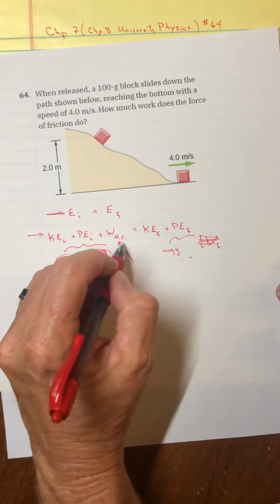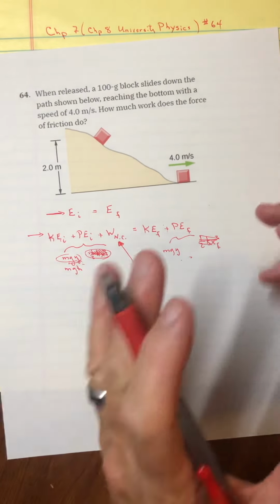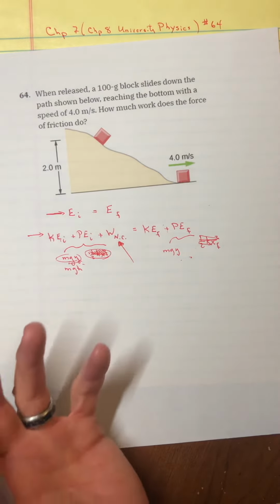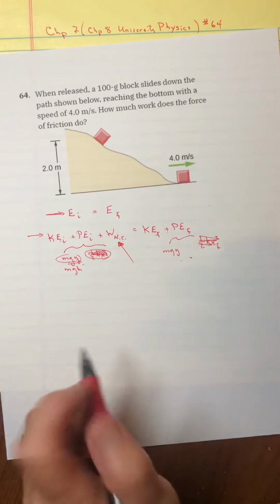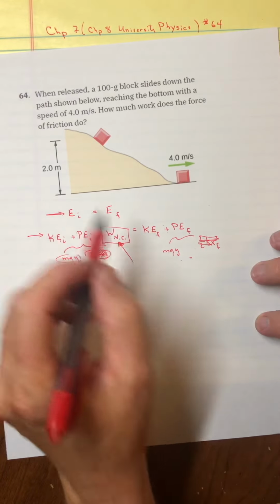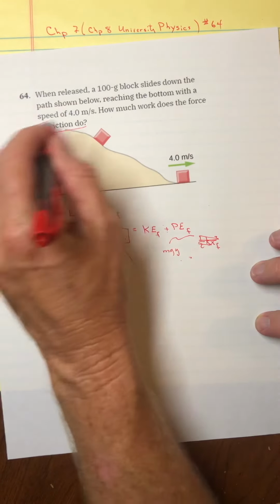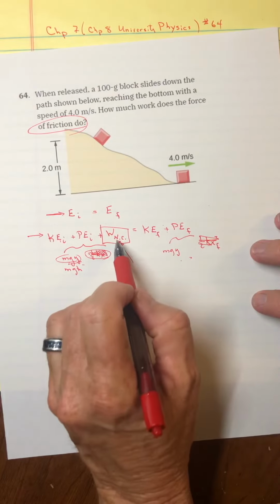And then this non-conservative work, this is what we said would be the friction and maybe any other thing tied to it, like a tension, I said, a cable or something. And we don't have that. So this term here would be only the work done by the force of friction. So what this boils down to is we want to solve for that one.